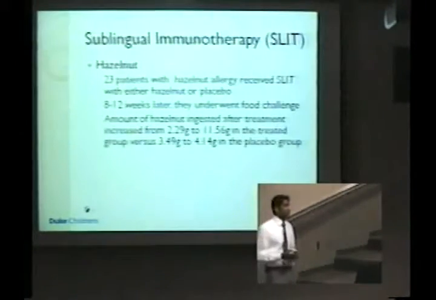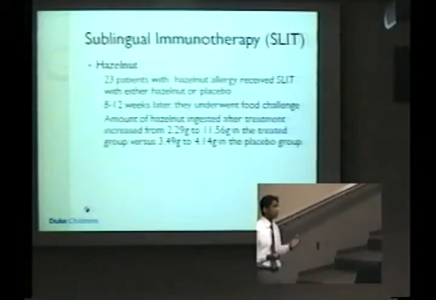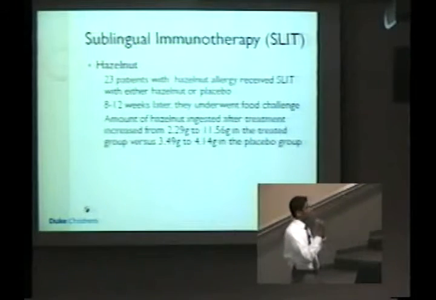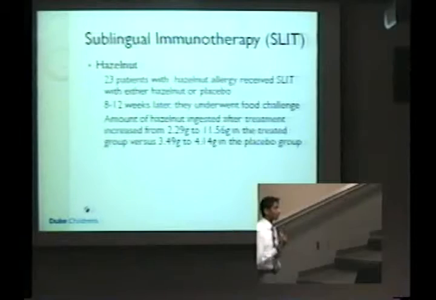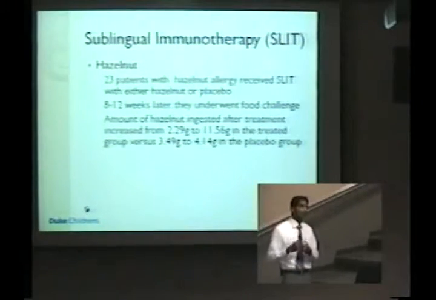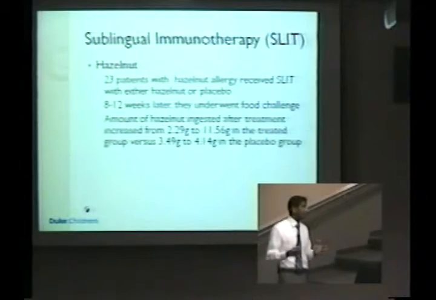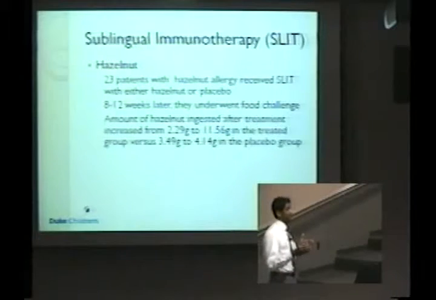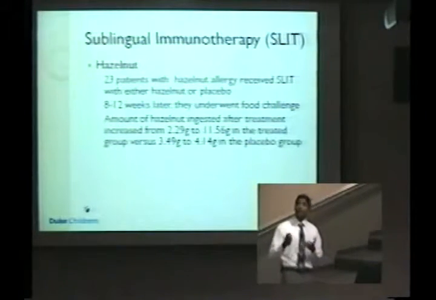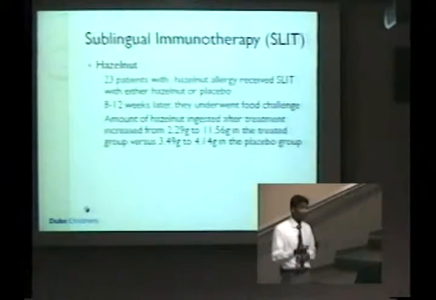A study out of Europe looked at hazelnut allergy. Hazelnut allergy is a pretty big deal in Europe, but not here. They took 23 patients with hazelnut allergy and treated them with sublingual, liquid hazelnut under their tongue. They kept it under their tongue for 2 minutes, and I think in this one they swallowed. 8 to 12 weeks later, they underwent another food challenge. The patients who got the hazelnut SLIT versus the placebo patients had an increase in the amount of hazelnut they could ingest, and this was statistically significant.